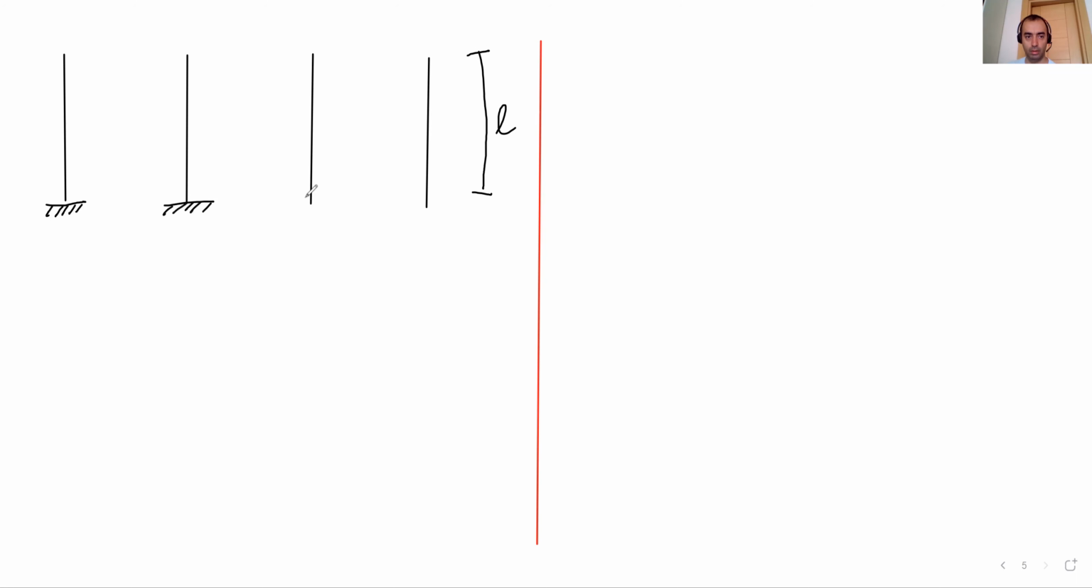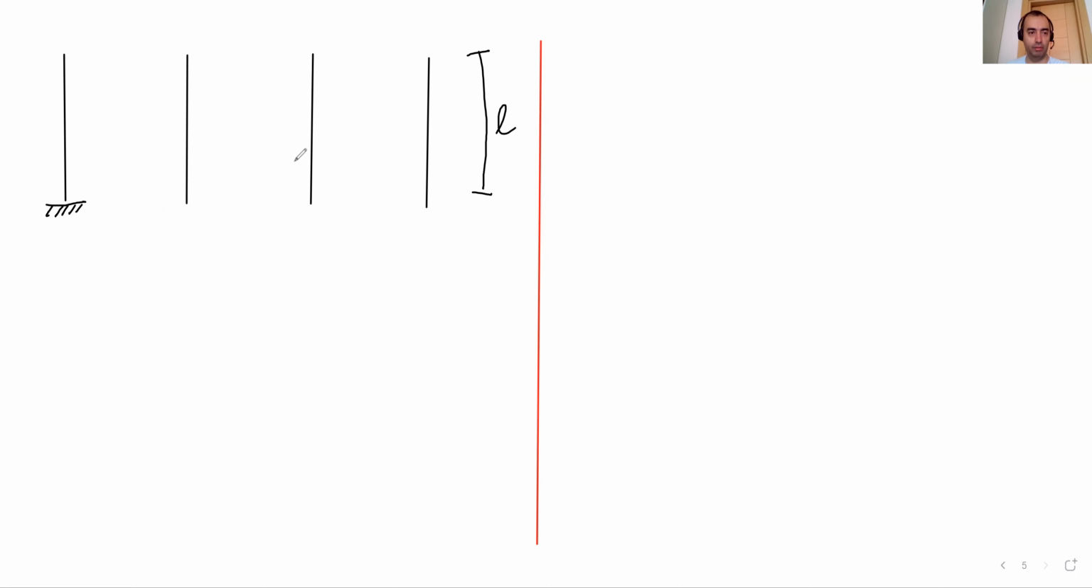We have 1, 2, 3, and 4 members. All the members have the same length, which is L. Oh, by the way, I'm sorry, I put the fixed support on all of them.